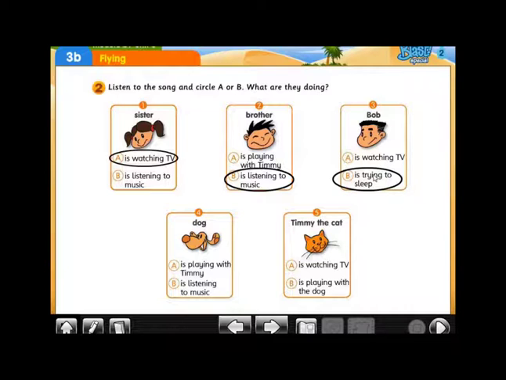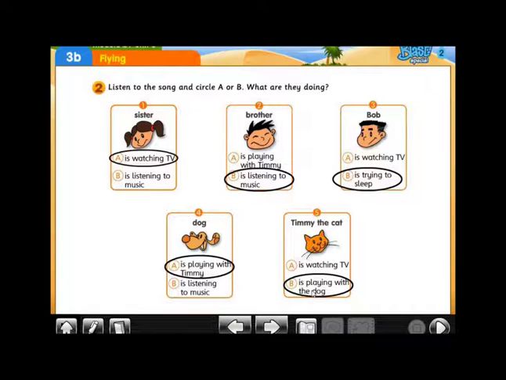Number four, dog. Dog is playing with Timmy or is listening to music? Right, is playing with Timmy. Number five, Timmy the cat is watching TV or is playing with the dog? Right, is playing with the dog. Excellent. Circle.